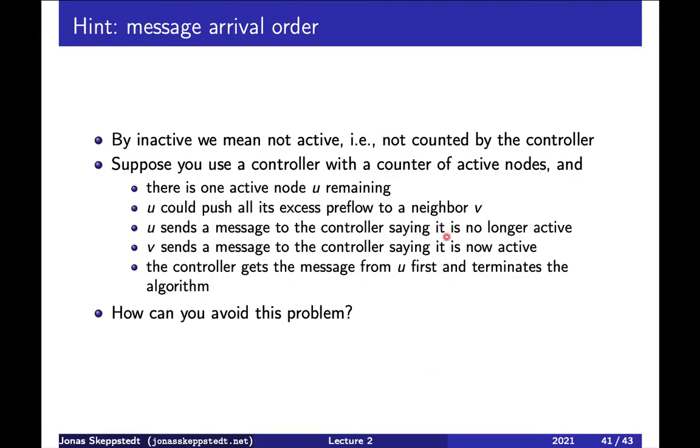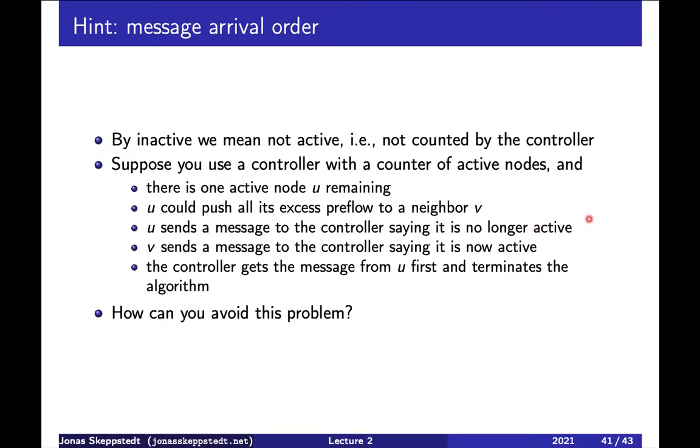Suppose there is only one remaining active node. Let's say it's U, and it pushes everything it has to a neighbor V. So now U is no longer active, and it will tell the controller that it's no longer active. But V is going to become active and will tell the controller that it has become active when it has. Or you do these messages in some completely different way. But just say that it's done like this.